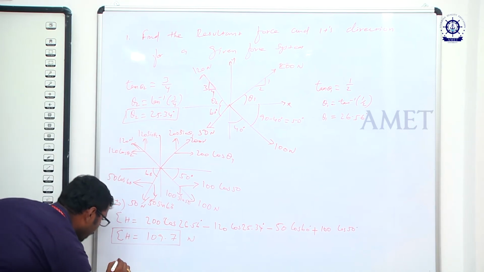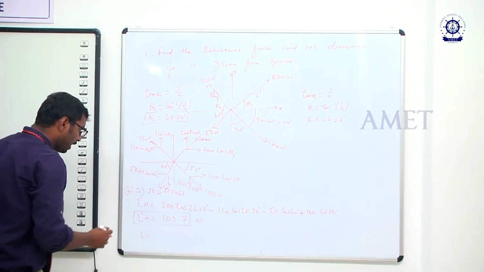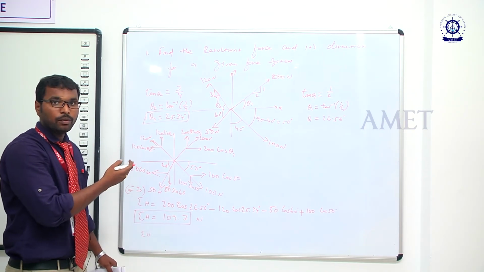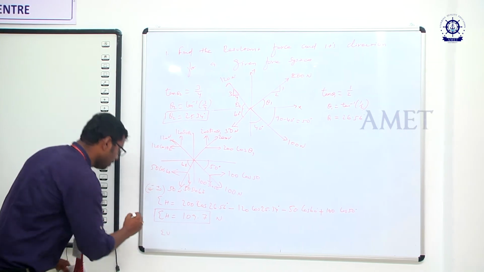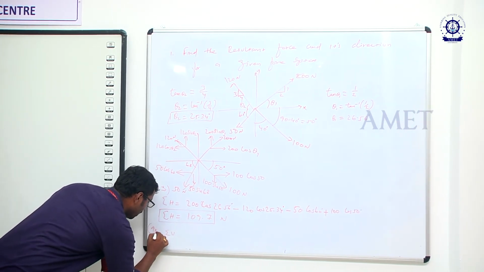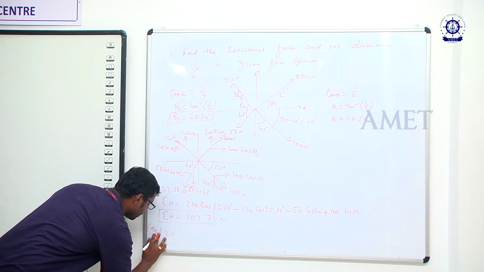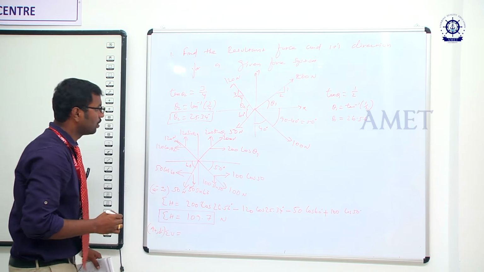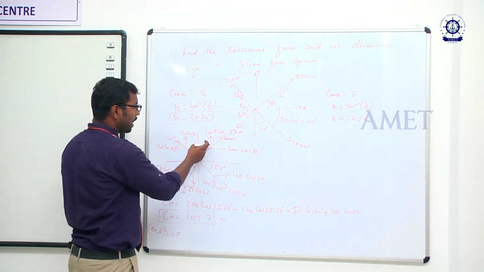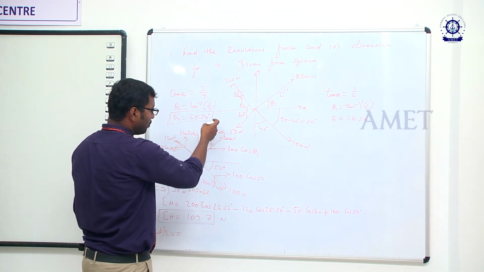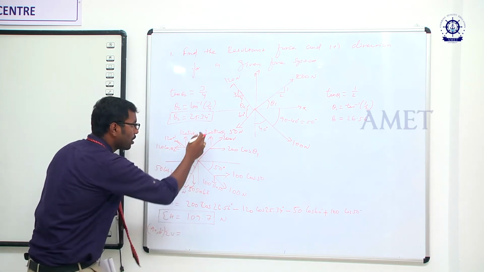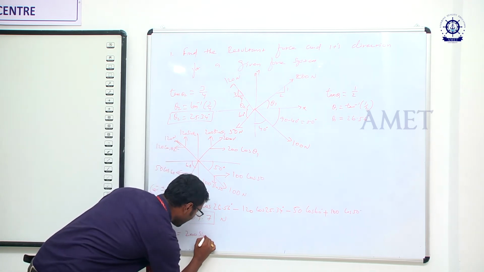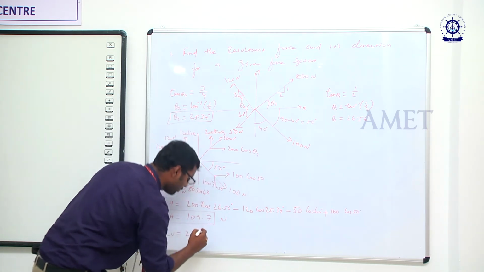Similarly, while calculating the vertical component, we need to assume upward force as positive and downward force as negative. So upward force is positive and downward force is negative. Going to the first force, it is acting upwards, so this force is positive. So 200 sin theta 1. Theta 1 is 26.56 degree.